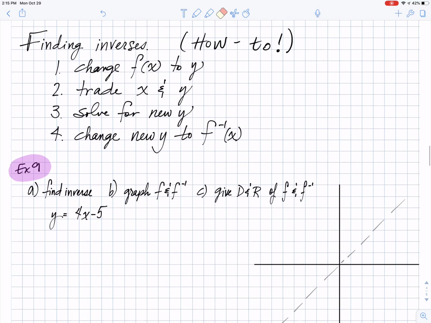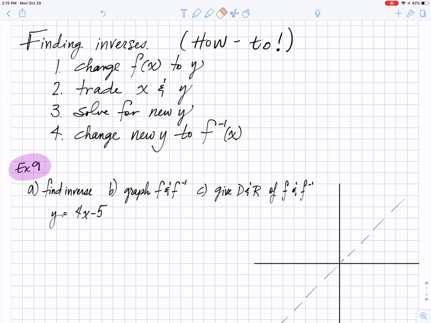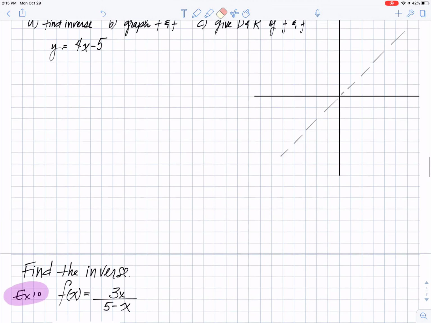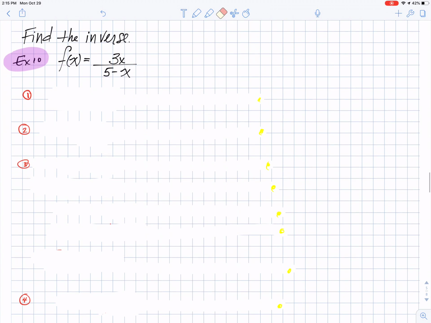I'm going to be referring to this how-to list several times. So if you would have this open, that would help you greatly as I'm going through the example. I'm not going to do the example number 9. I'm going to do example number 10 for the video.